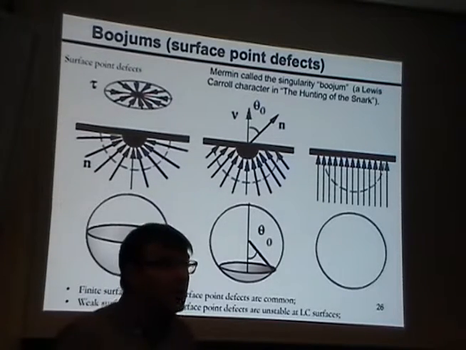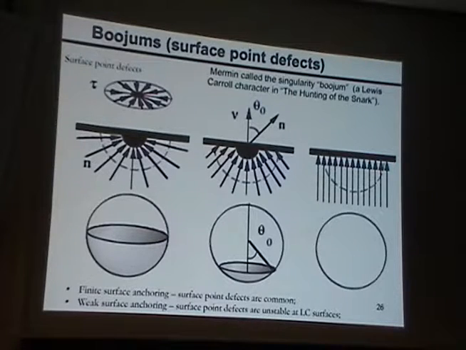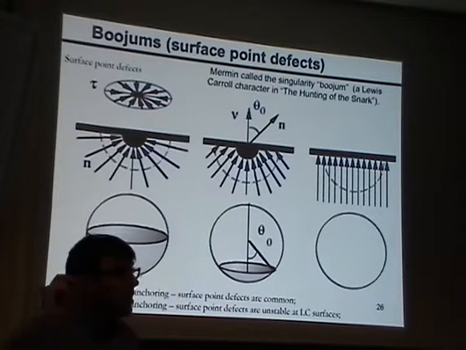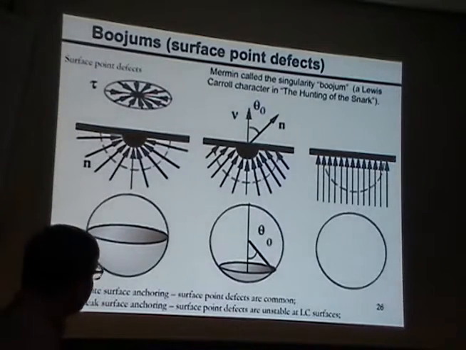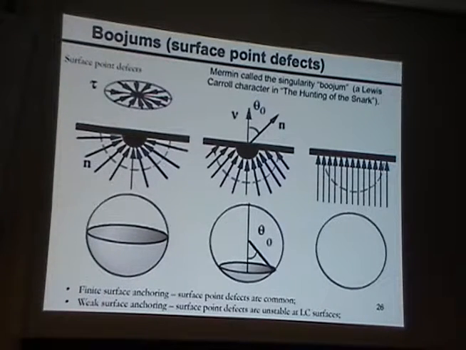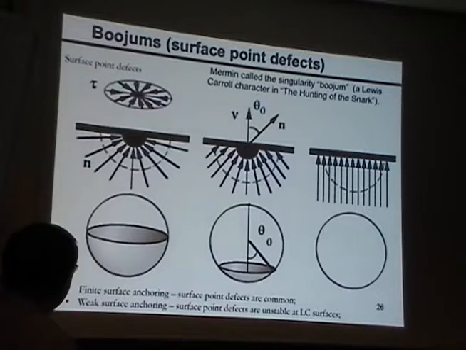Now, however, we can also have defects with three-dimensional patterns of director fields. And those are point defects, the points at which the orientation of liquid crystal molecules is not defined, right? The point defects can be located on surfaces or in the bulk of liquid crystals. When they are located on the surfaces, we call them Boojums, surface point defects. The name Boojum was introduced by Mermin, a famous physicist from Cornell University, who borrowed the name from Lewis Carroll's The Hunting of the Snark, that you might be familiar with.